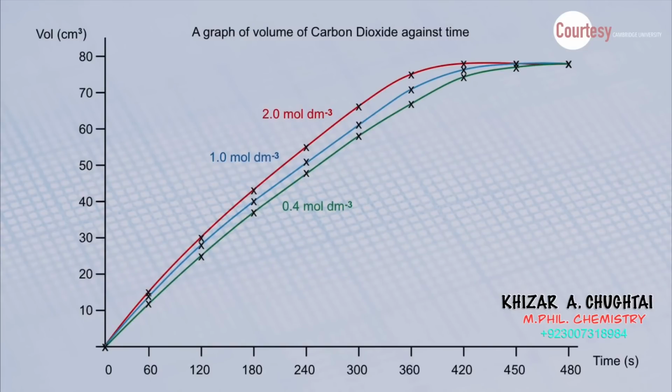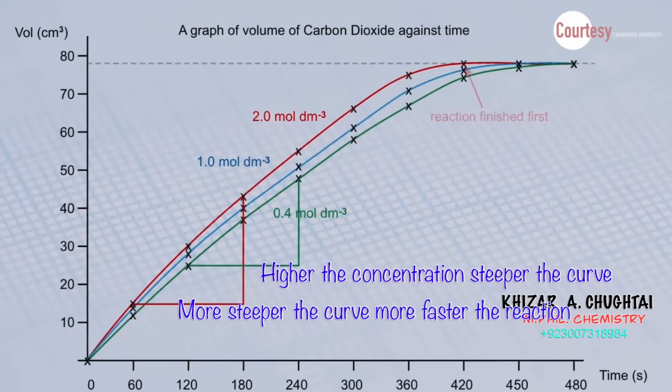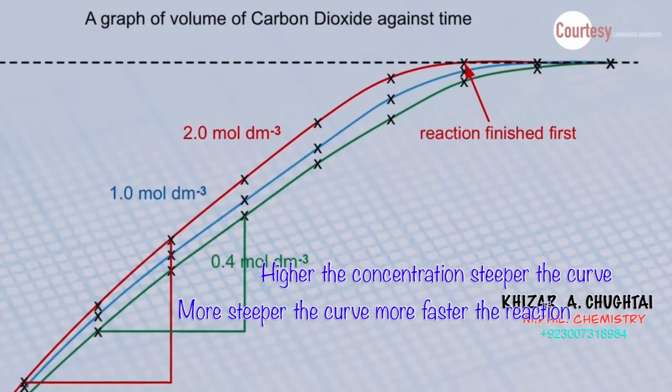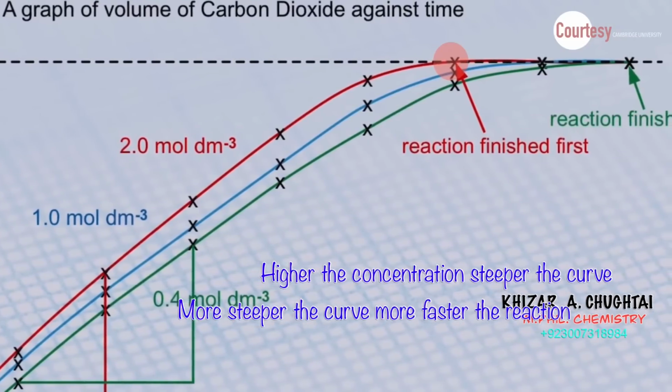We can see that with the lower concentration of hydrochloric acid, the reaction is slower. This is clear from the gradient of the curves: for the higher concentration of the acid, the curve is steeper. The steeper the curve, the higher the rate of reaction, and vice versa. We can also see that in the case of 2 mol per dm³ hydrochloric acid, the reaction is finished in shorter time.